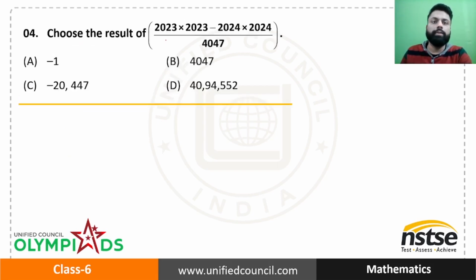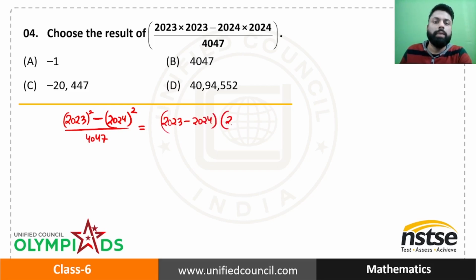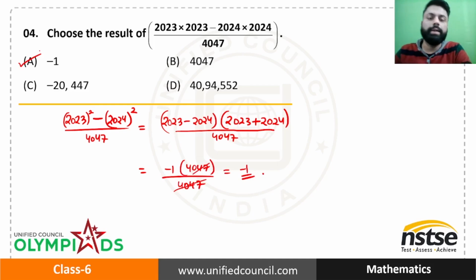Next one, choose the result of this value. This is 2023 square minus 2024 square divided by 4047. Now we know that a square minus b square is equal to a plus b multiplied by a minus b. So 2023 minus 2024 multiplied by 2023 plus 2024, divided by 4047. This value will be equal to minus 1 multiplied by 4047 divided by 4047. This will get cancelled out, hence this is equal to minus 1. So A option is the correct answer.